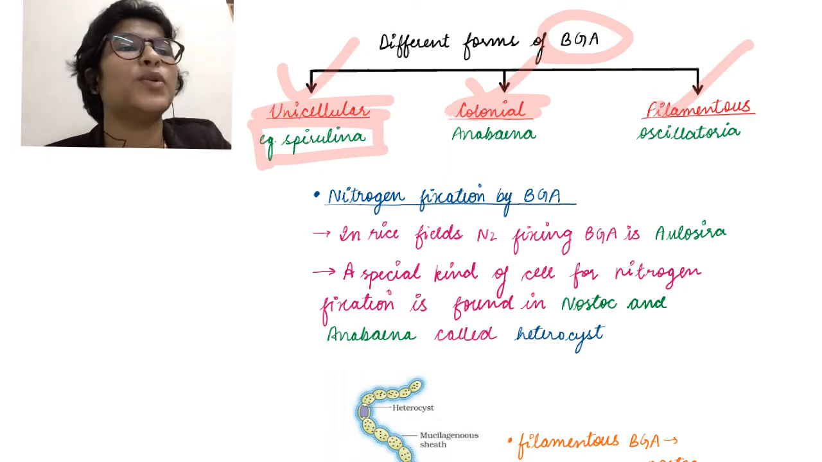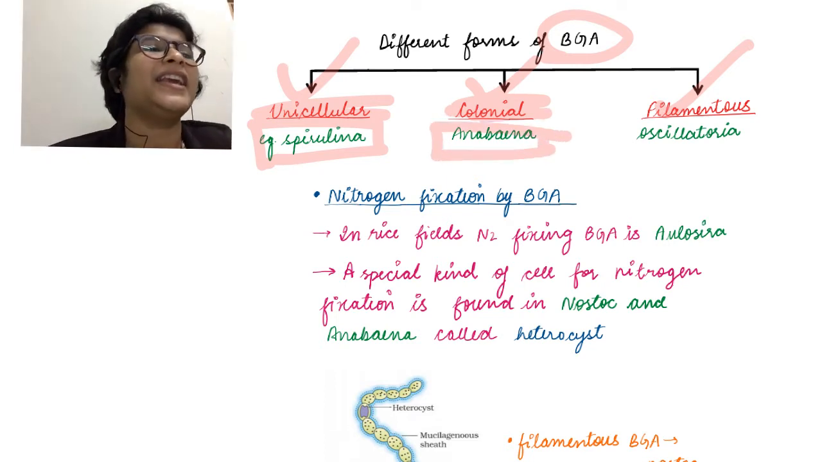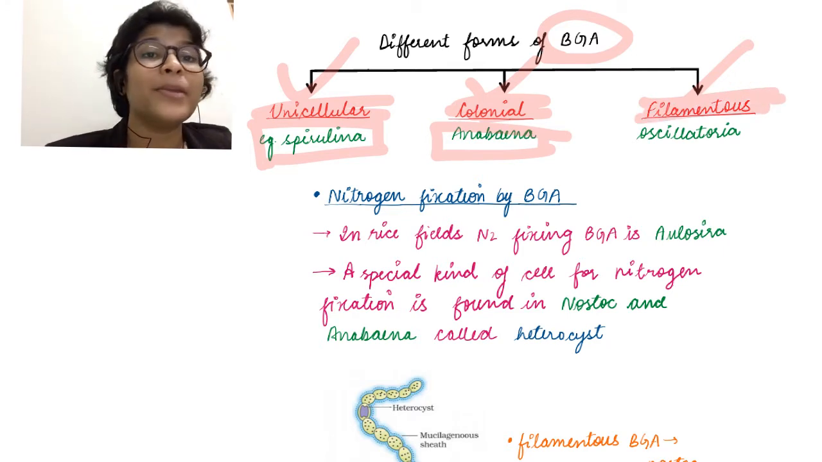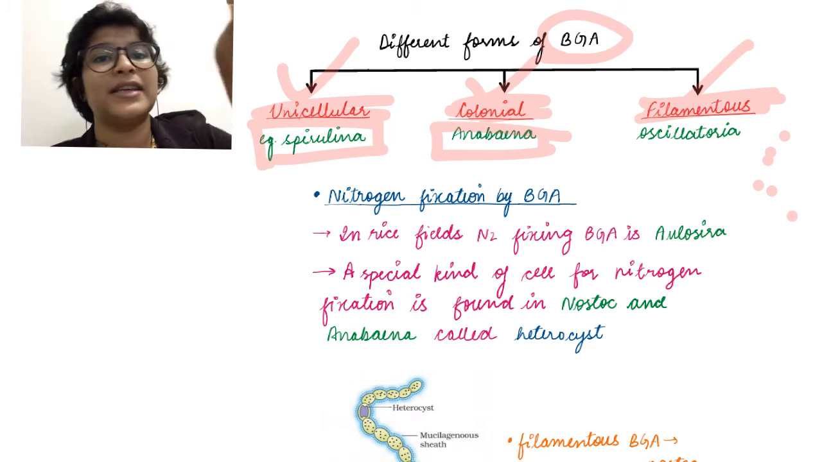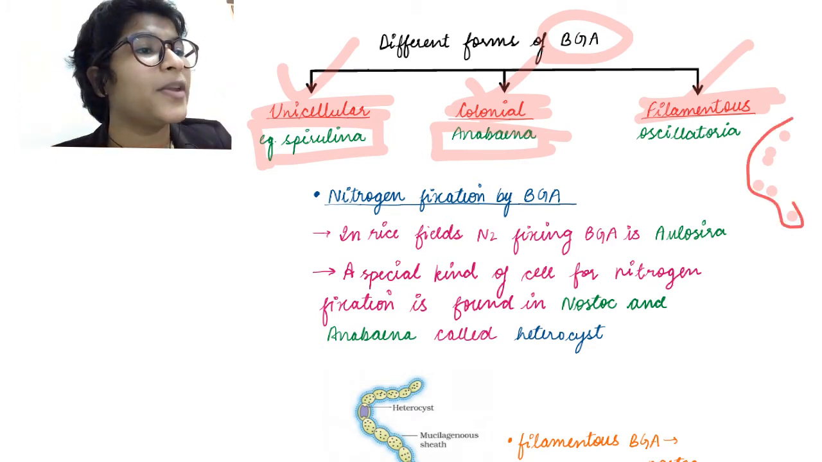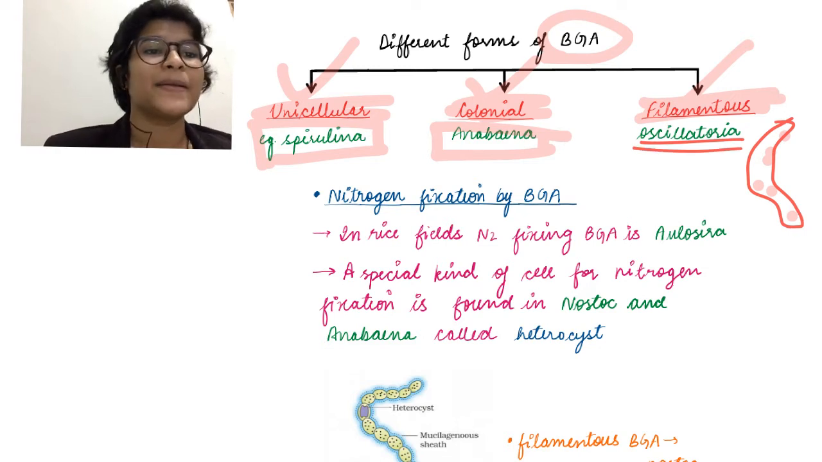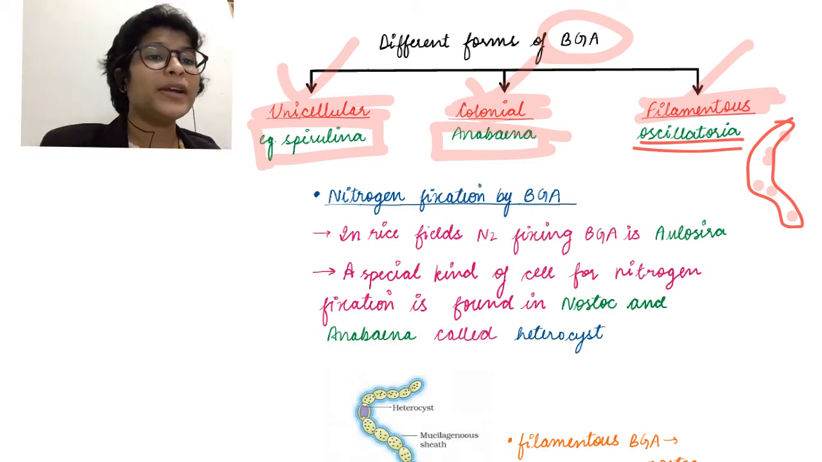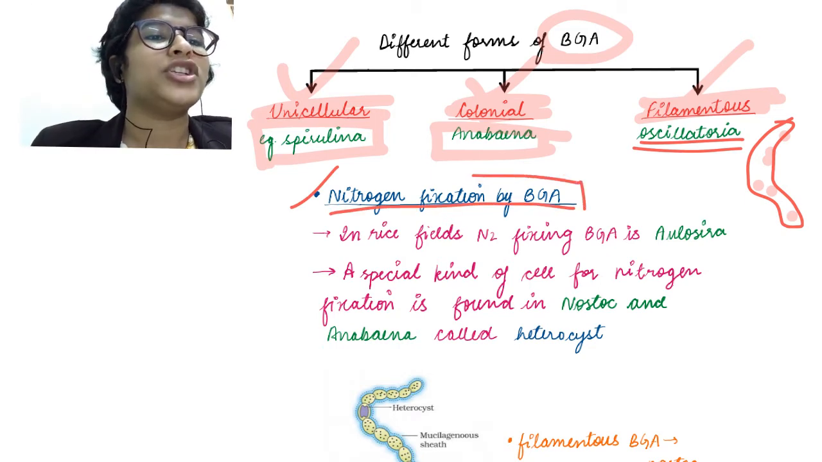This is colonial. Example, Anabaena. And finally, filamentous. Filamentous means arranged in the form of a long filament. This is known as filamentous. Example, Oscillatoria.